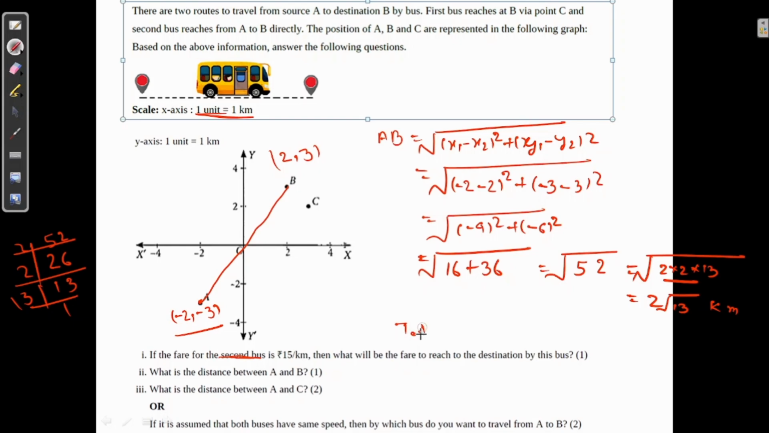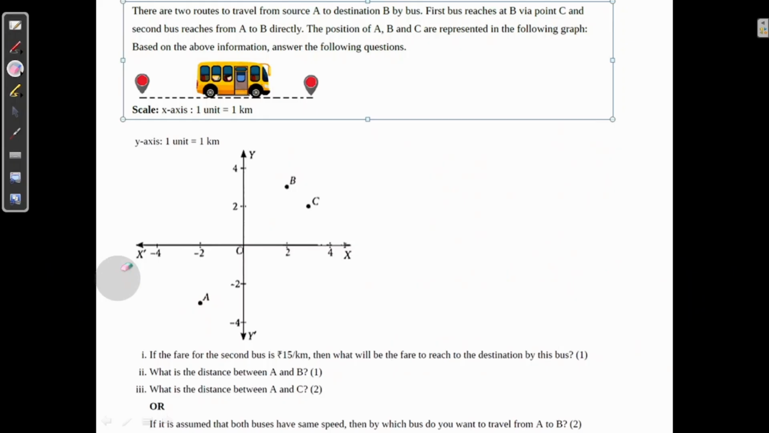So the total fare: the distance is 2 root 13 and the price per kilometer is 15 rupees. So when you multiply, you will get 30 root 13 rupees. This is the amount we have to pay to go from point A to point B. Don't think that a clear-cut answer will come. It is root 13, write root 13 only, there is no need to solve it further. So just give your answer as 30 root 13. Okay.